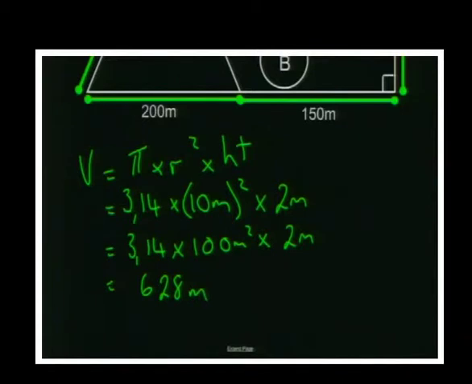628 what? Meters? Meters squared or meters cubed? Volume, meters cubed. So the volume of that tank is 628 meters cubed. Happy? Of course we are. And we're happy because we did two important things. The first thing, we used the formula that was given to us. And secondly, we ended with the correct unit.